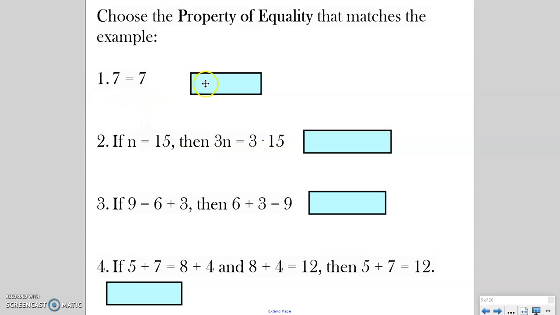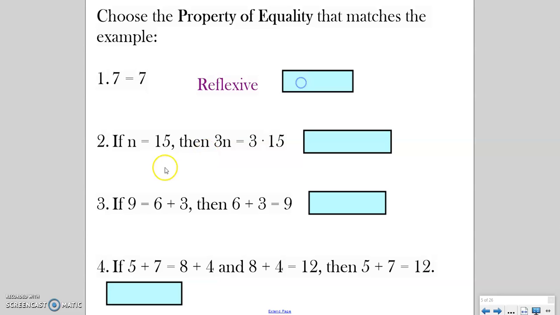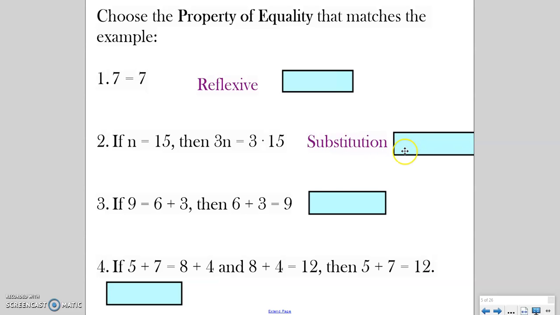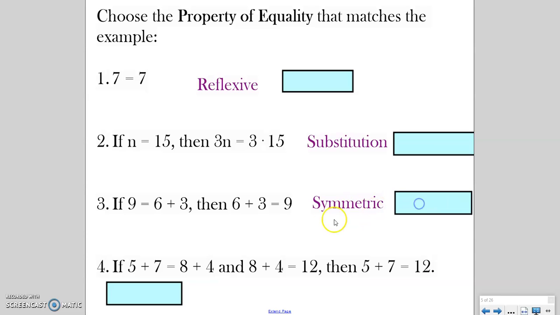So for this one, we know 7 equals 7, it's reflexive. N equals 15, you plug it in, so it's substitution, plugging in, replacing. This one, 9 equals 6 plus 3, and then you switch it. That's symmetric. And no, it's not commutative. Commutative is based on if you have an operation between and you just switch the order. But if there's an equal sign, it's symmetric. You're just basically switching what's going on each side of the equation.